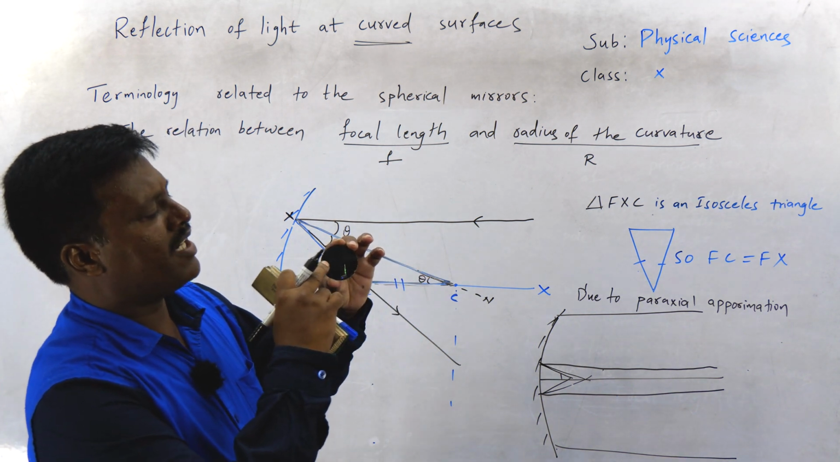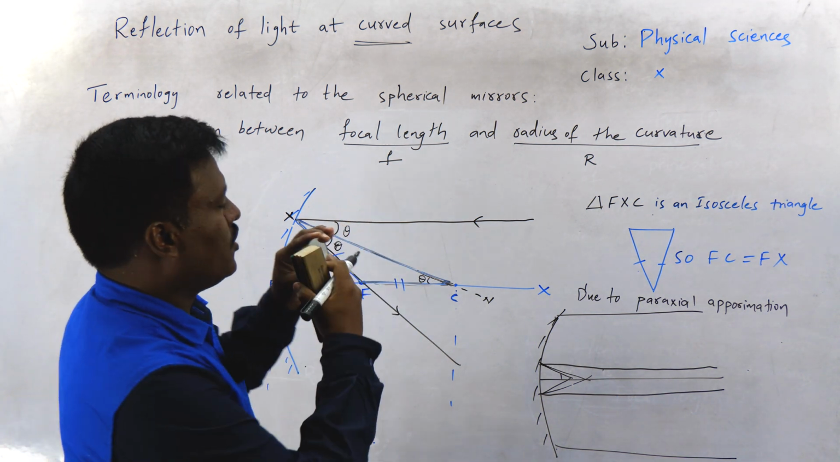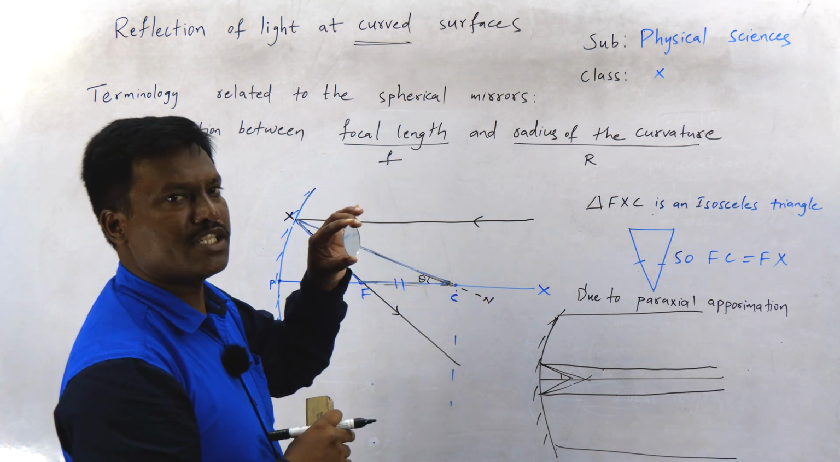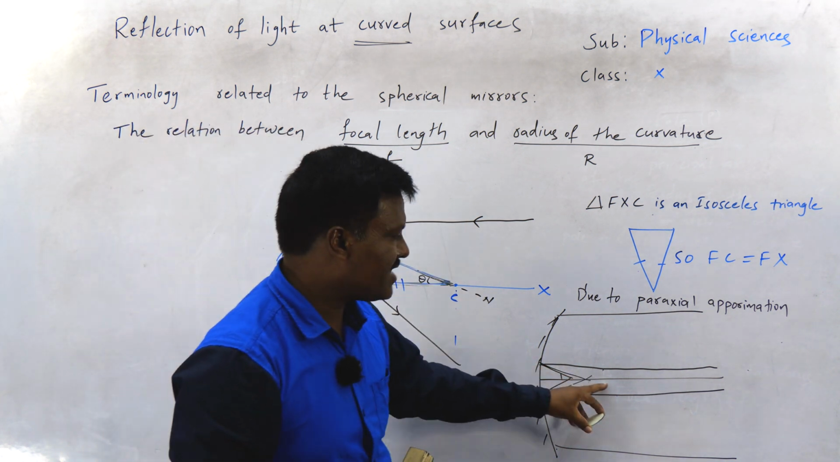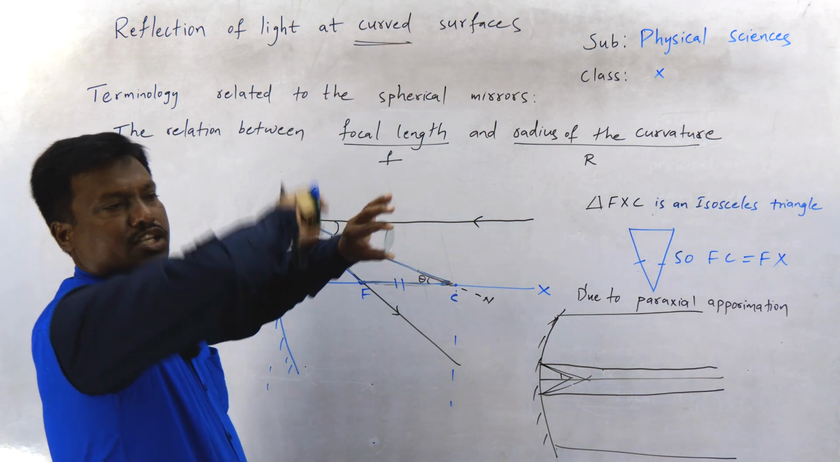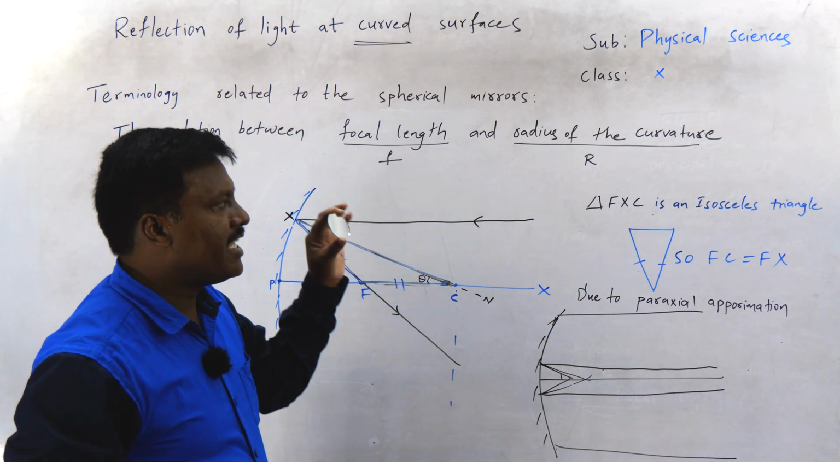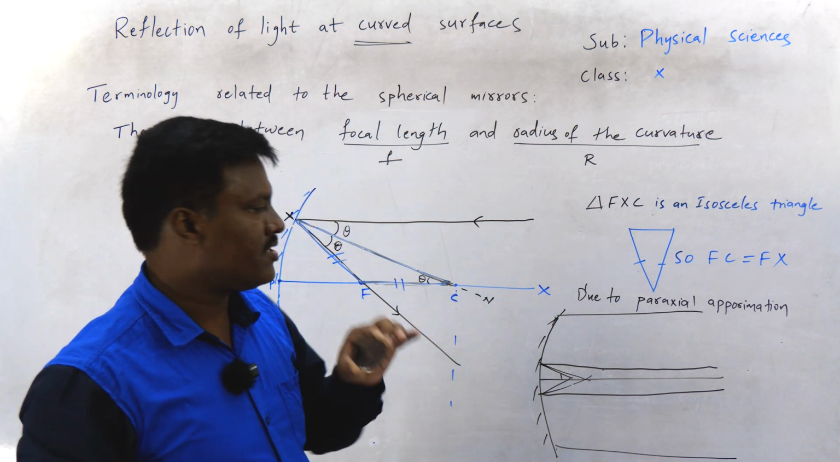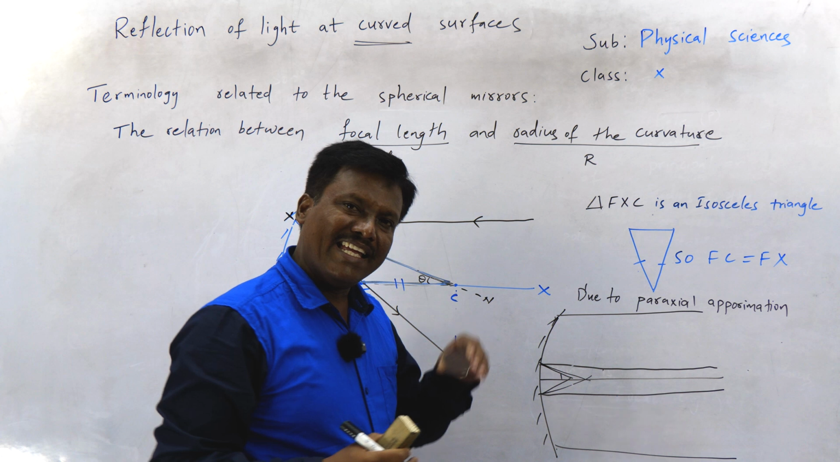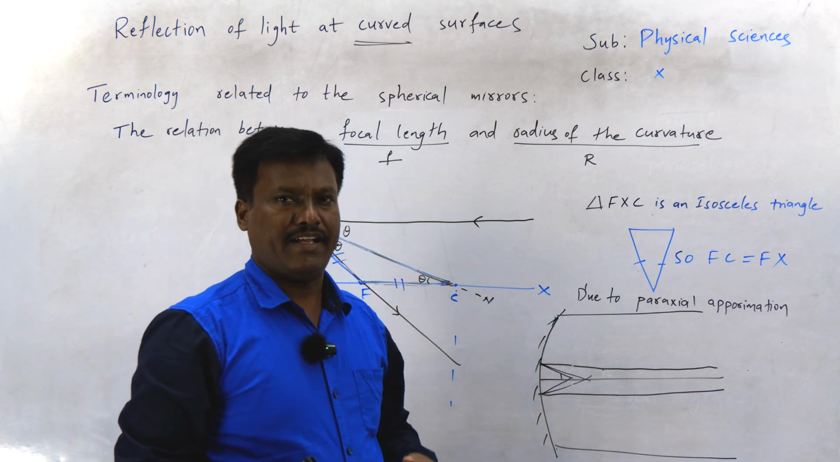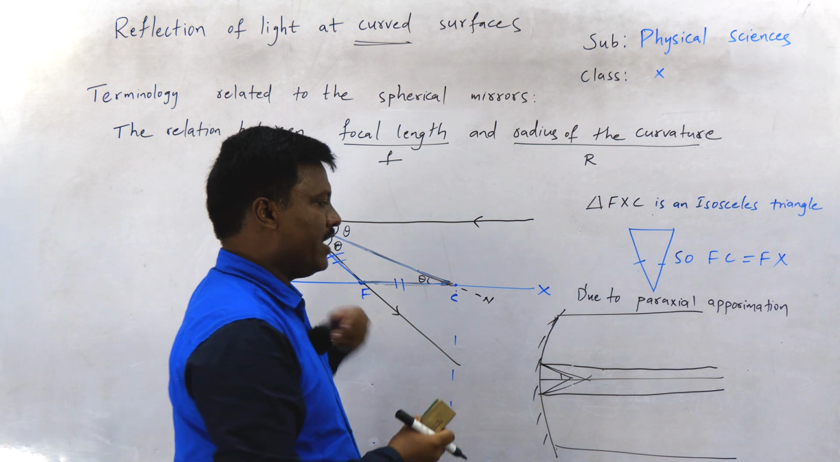aperture. You see the aperture of this mirror is very small. So here is one principal axis. The remaining light rays which are incident parallel to this principal axis are also considered paraxial rays only, because we are not dealing with very big mirrors. We are dealing with only small mirrors of small aperture. That is why any light ray which is incident on the mirror is considered a paraxial ray. I hope you understand.